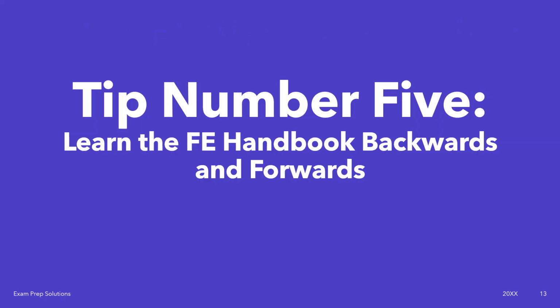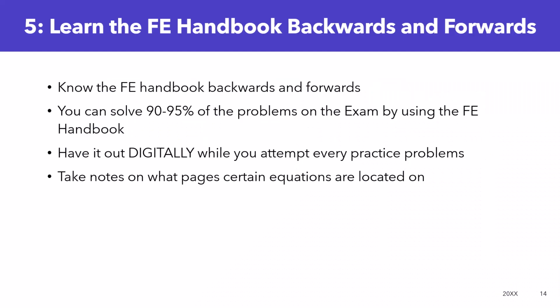Now, tip number 5, and this is a really important tip, learn the FE handbook backwards and forwards. And I mean, this could be tip number 1, 2, 3, 4, and 5 in this situation. This one is so important. You want to learn this FE handbook so well. And you can download that from the NCEES website. I'll put a link for that in the description box. But you can solve 90 to 95% of the problems on the exam by using the FE handbook.